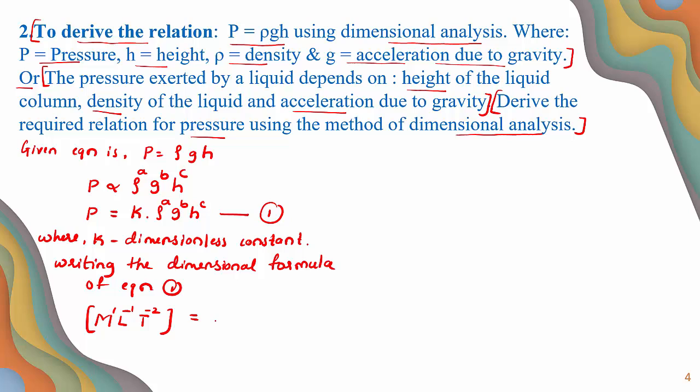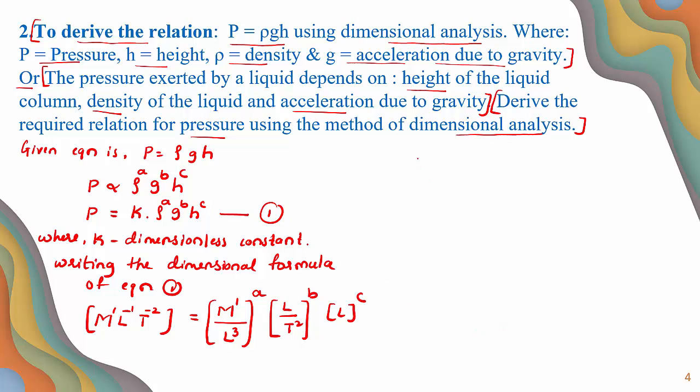Remaining is rho G H. So rho is what? Density. Density is mass per unit volume. So I can write in place of rho as m raised to 1 divided by L raised to 3. This is the rho value, rho raised to A. Then G indicates acceleration due to gravity. Acceleration is given by L divided by T square, L by T square raised to B. Then H value. H means what here? Height. Height is equal to length. So L raised to C.